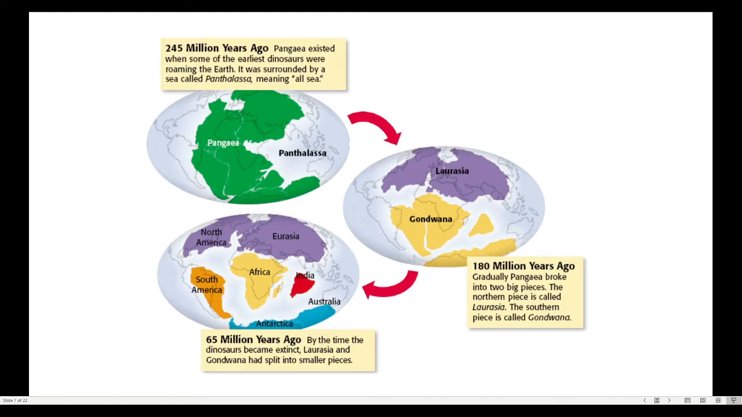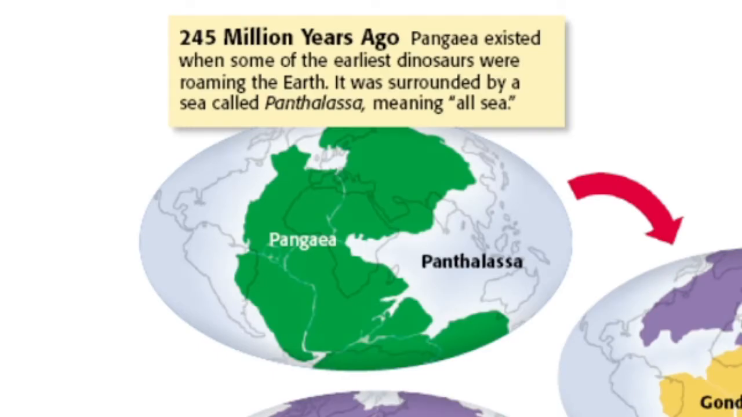Also, last week, we discussed that Pangaea is the supercontinent that existed around 245 million years ago, which is around the late Paleozoic to the early Mesozoic era, and there was also a huge ocean or a huge sea called Panthalassa.